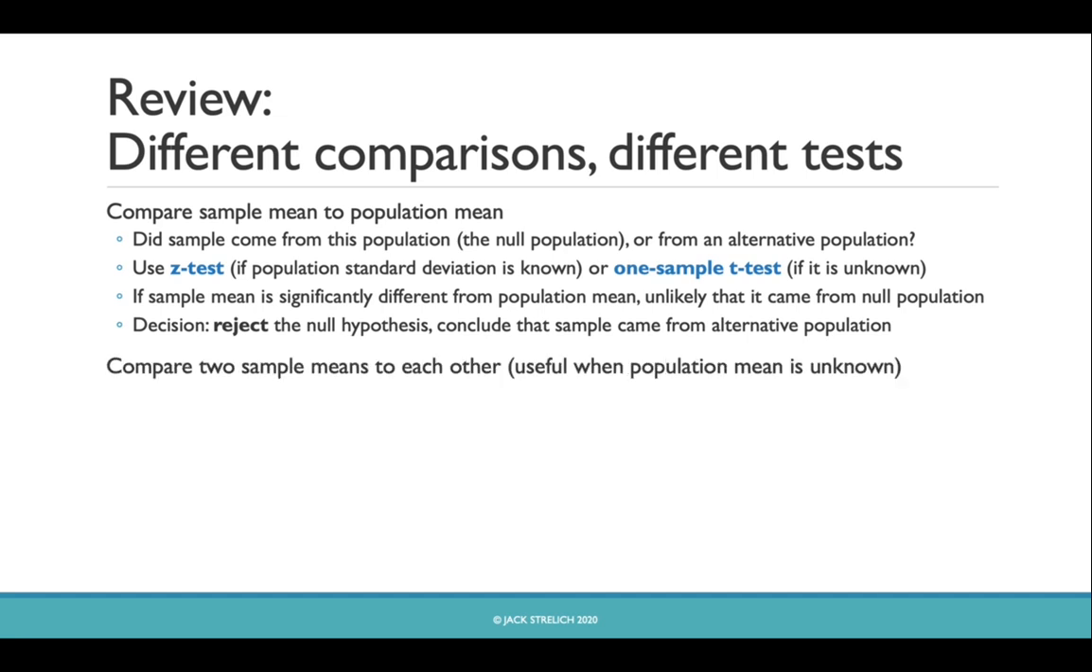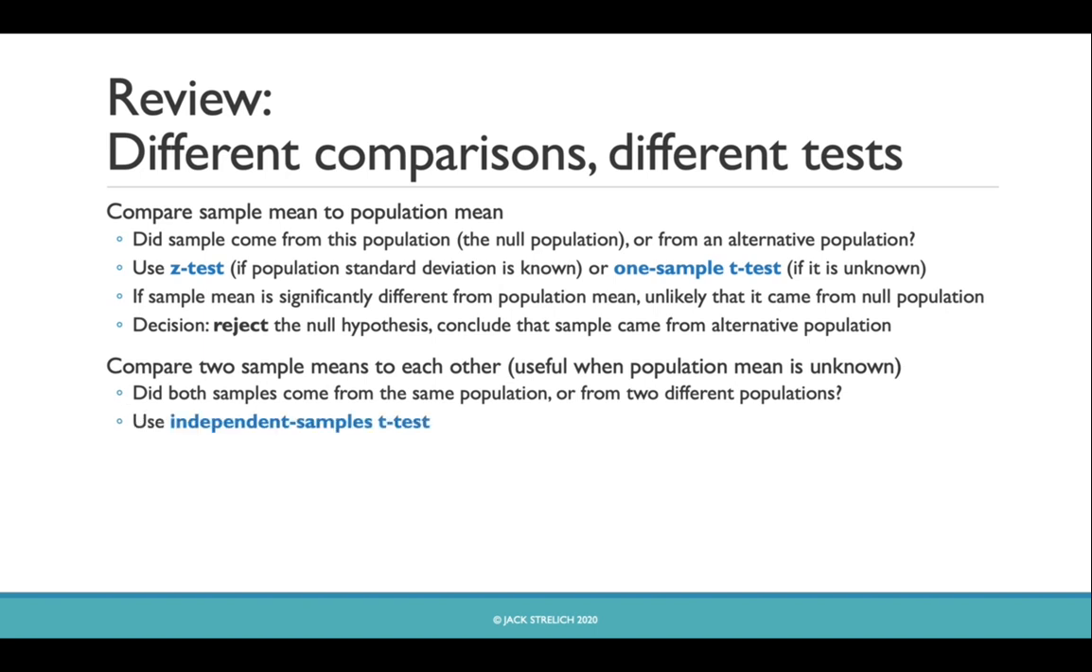We can also compare two sample means to each other. This is useful when the population mean is unknown. Here, we're asking, did both samples come from the same population, or from two different populations? For this comparison, we use an independent samples t-test. If the sample means differ significantly, it is unlikely that the two samples came from the same population.